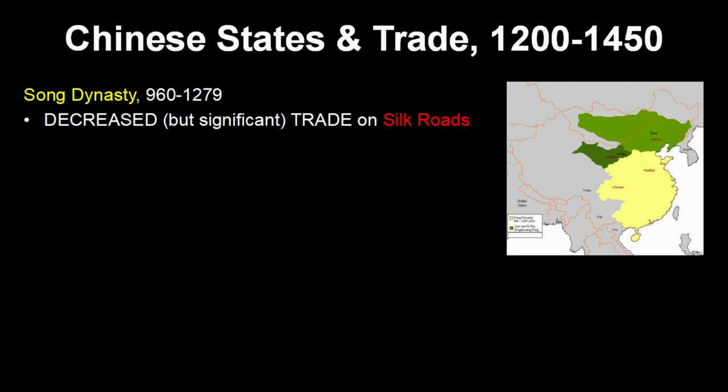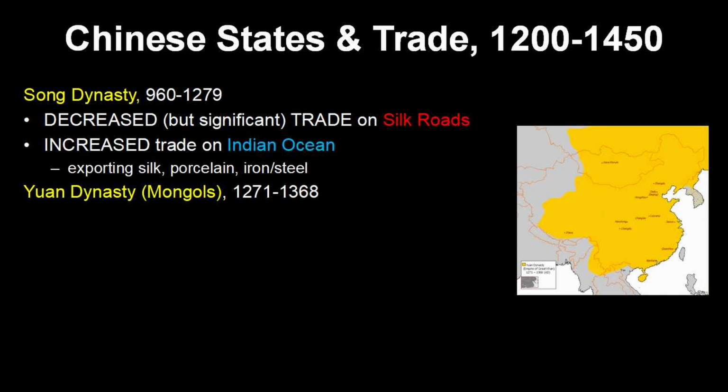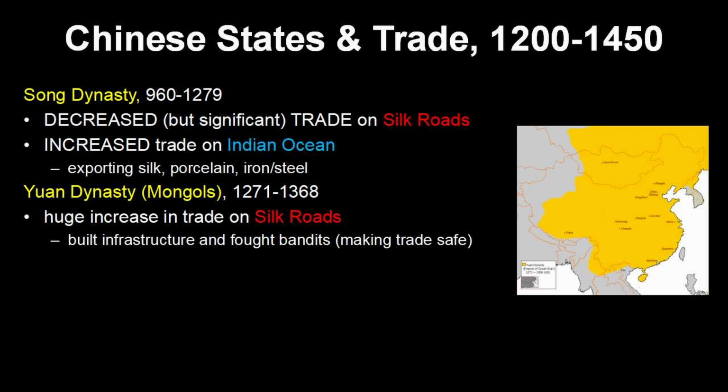In this period of 1200 to 1450, we've got the Song dynasty, which was less involved in the Silk Road than previous dynasties, but was still very much involved. But they were super big on Indian Ocean trade, exporting their silk and porcelain as well as their iron and steel products. Then of course you've got the Mongols. They supercharge trade on the Silk Roads.